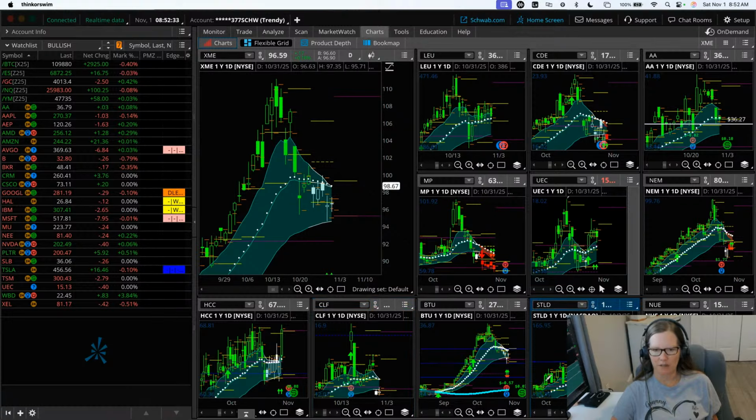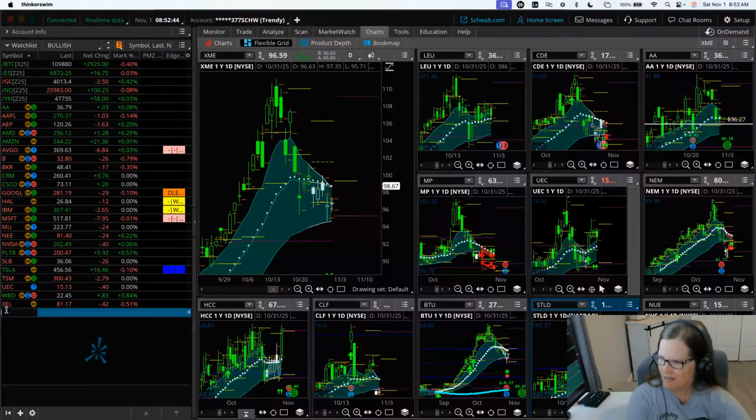Let's look at Steel Dynamics. That one's going to make the list above the cloud. The buy zone would be inside of the cloud. Yep, Steel Dynamics going to make the list.